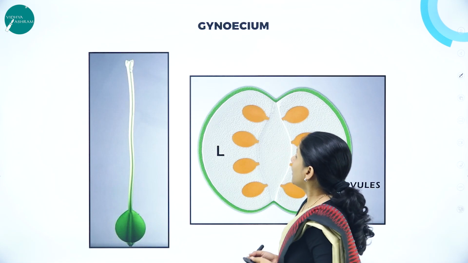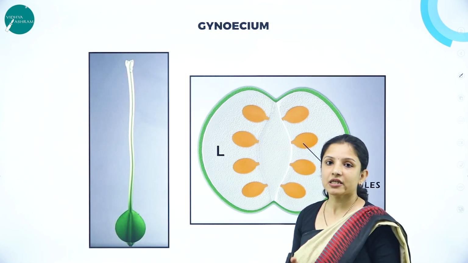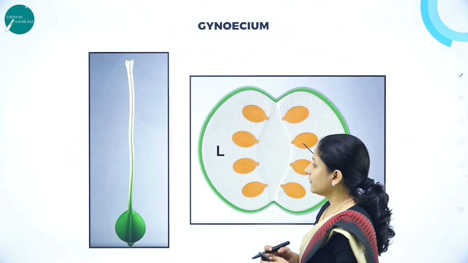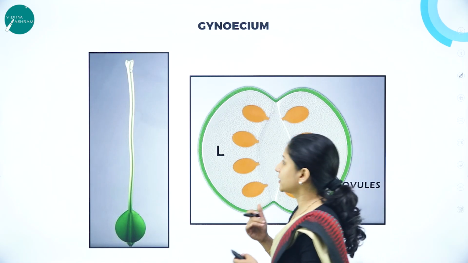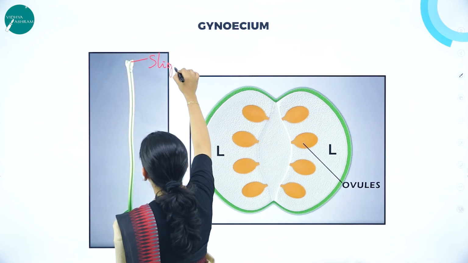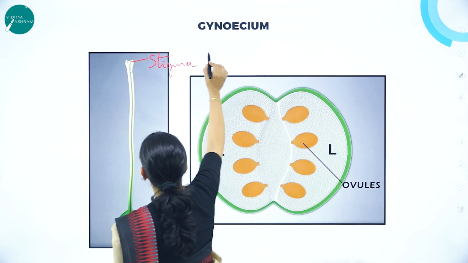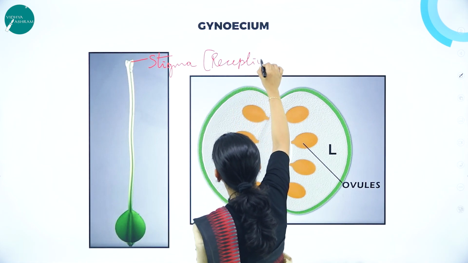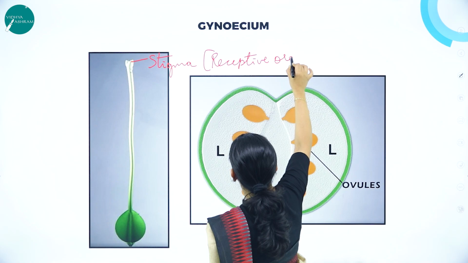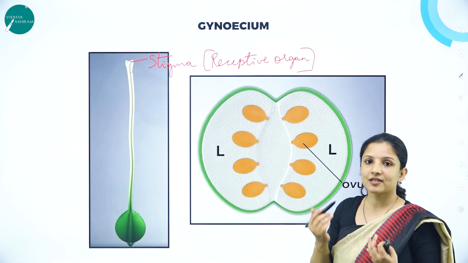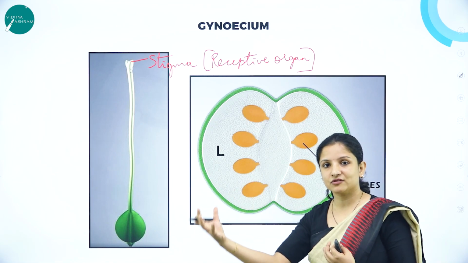So next, talking about the gynoecium. The gynoecium is the female reproductive part of the flower. What is it made up of? The gynoecium consists of the stigma. Stigma is called the receptive organ. Receptive means to receive something. So what does stigma receive? Stigma receives the pollen grain.